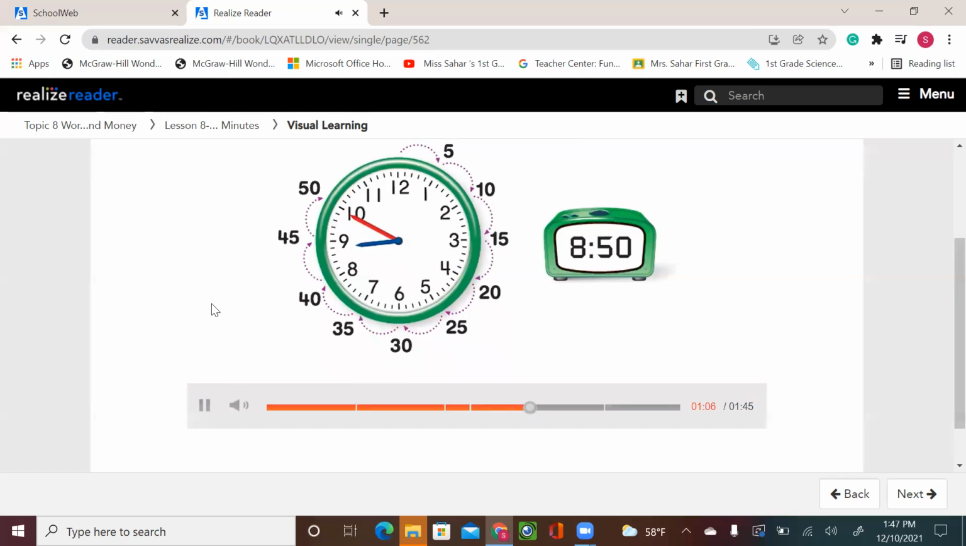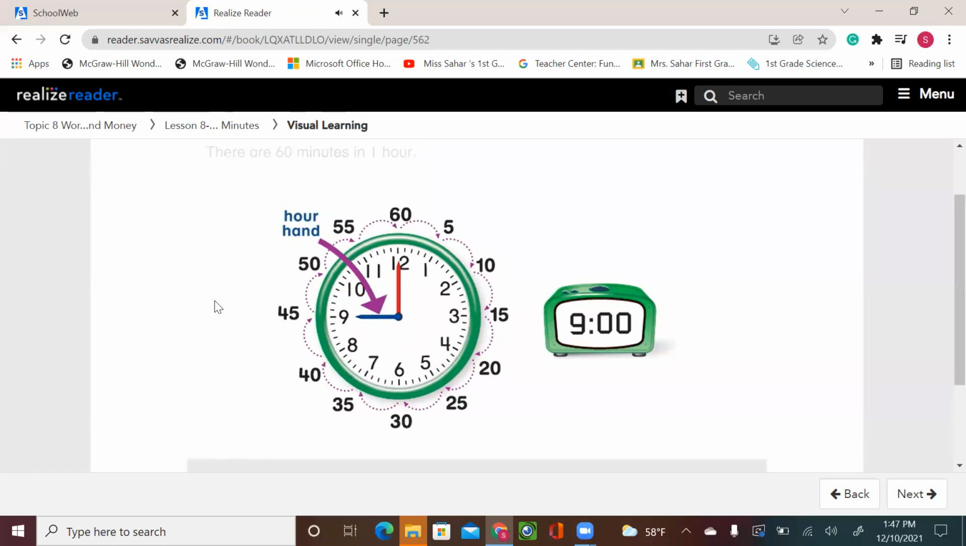There are 60 minutes in 1 hour. The minutes start over again each hour. Which moves more in 1 hour, the minute hand or the hour hand? How do you know?